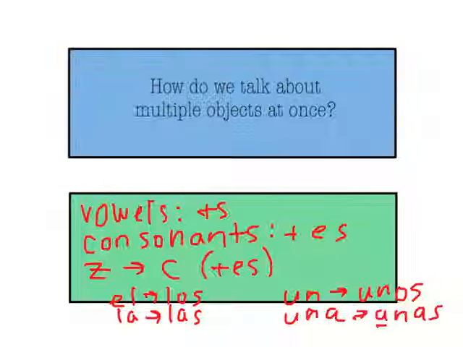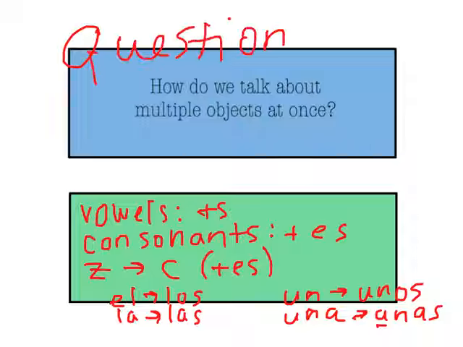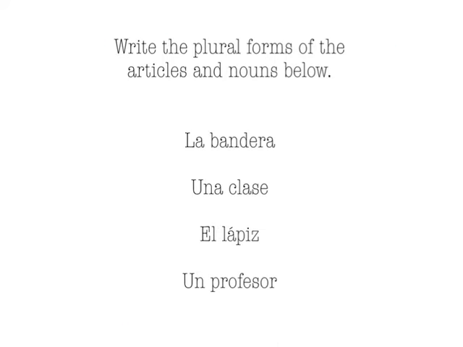Now, before you go, we have one more page. Please do remember that if you have any questions, this is a great time to write them down on your paper so that you can remember to ask them in class. And then before you go, I'm just going to ask you on your paper with your answer to the question, please write the plural forms of the articles and nouns below. So we'll do the first one together, and then I'm going to ask you to do the other three on your own.